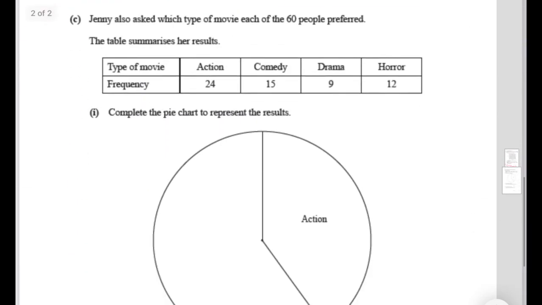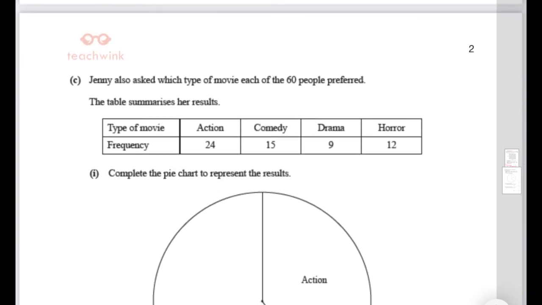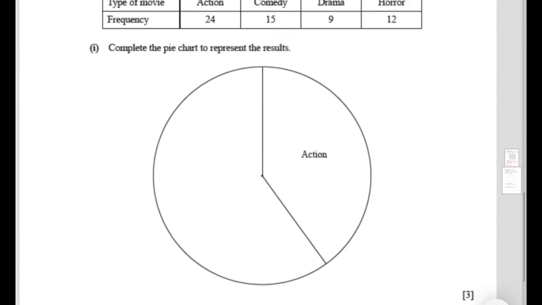The next part says Jenny also asked which type of movie each of the 60 people preferred. The table summarizes her results. Type of movie: action, comedy, drama, horror. Frequency: 24, 15, 9 and 12. Complete the pie chart to represent the results.